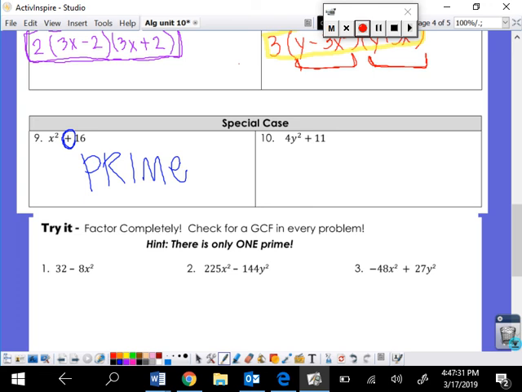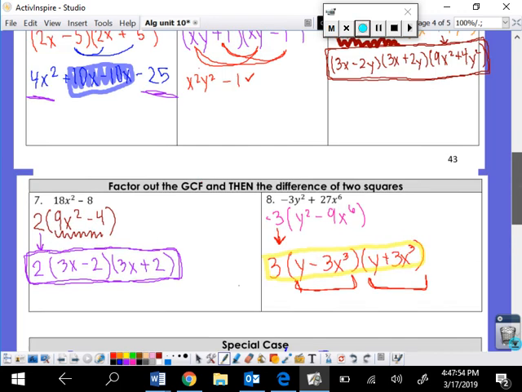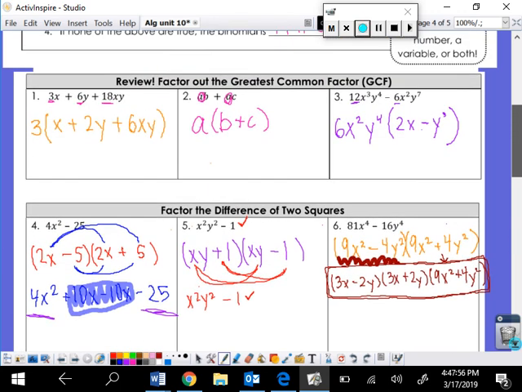All right, and then 10, we've got the 4, the 11, there's nothing common there. 4 is a perfect square. 11 is not a perfect square. Also, we have a plus sign here. That's not okay. So this is another example of a prime binomial. All right, so those are our notes. Hopefully we could see what was going on.